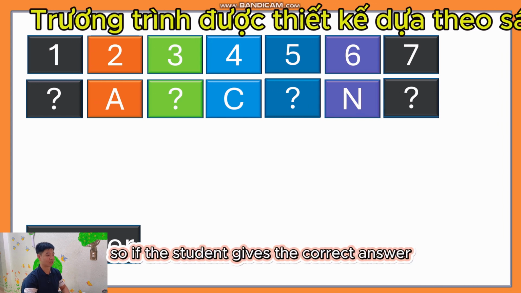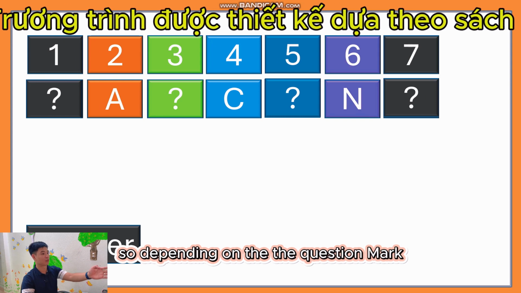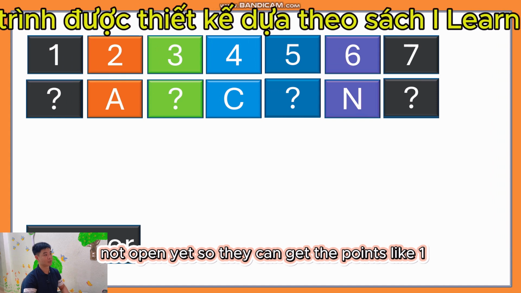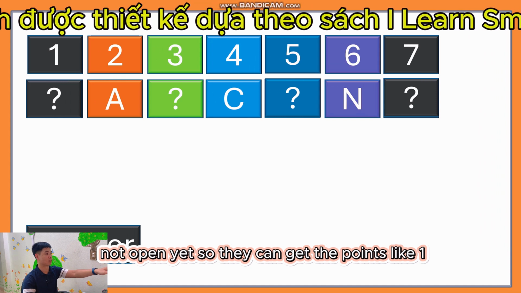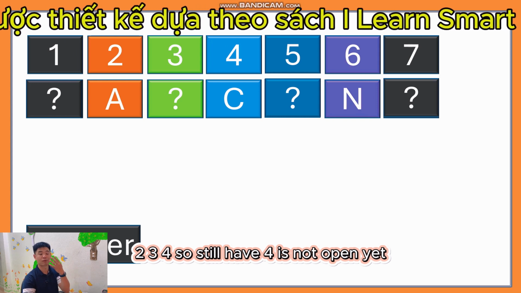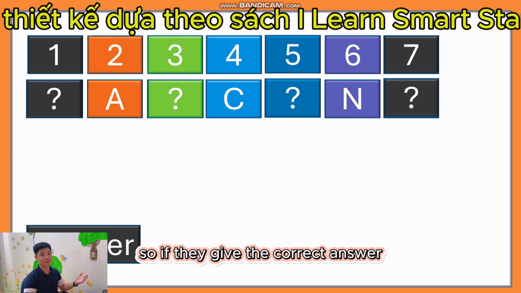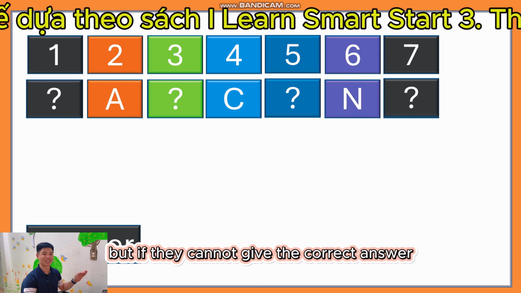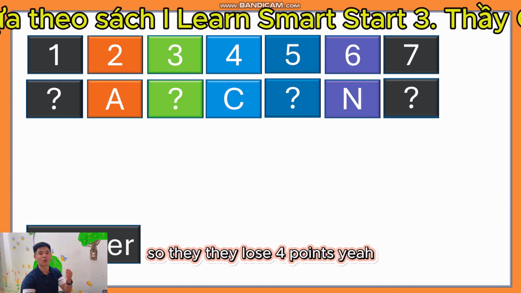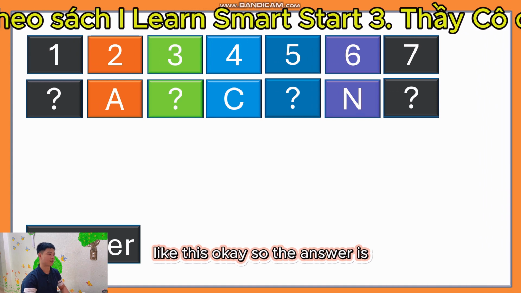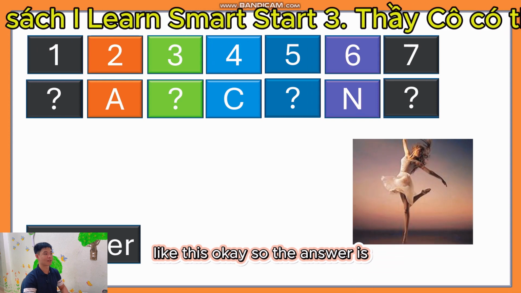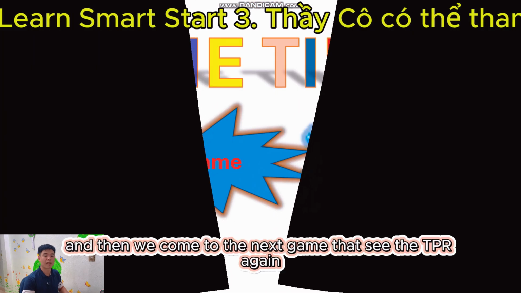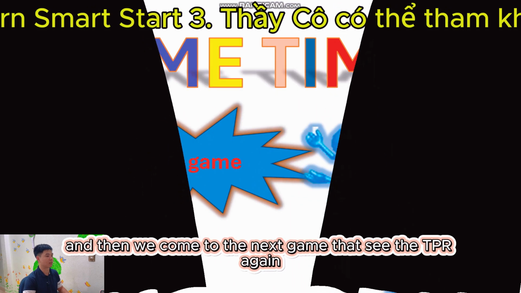So if the student gives the correct answer, depending on the question marks not open yet, they can get points, like 1, 2, 3, 4. So there are still 4 not open yet. If they give the correct answer, that means they can get 4 points. But if they cannot give the correct answer, they lose 4 points. Yeah, like this. Okay, so the answer is dancing, I guess.